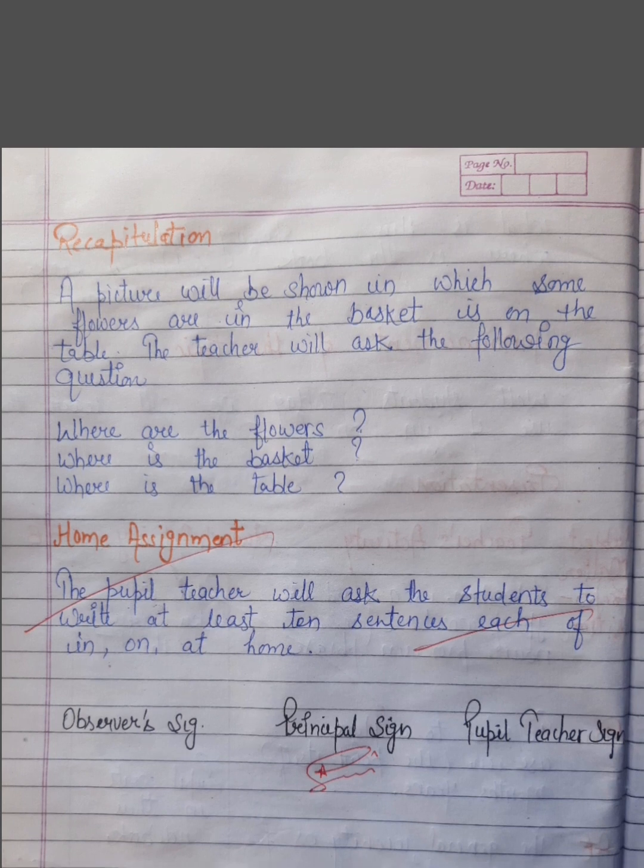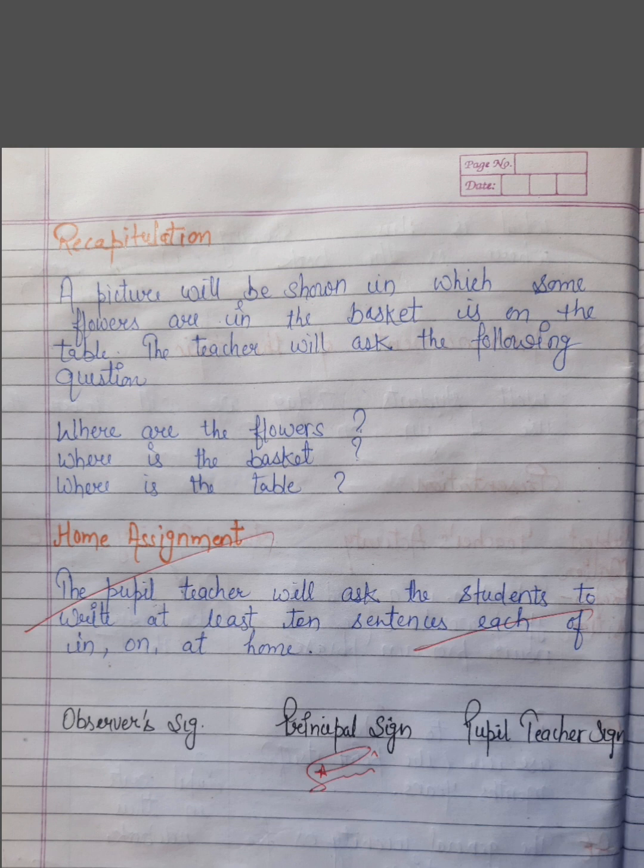And then recapitulation: a picture will be shown in which some flowers are in the basket, and the basket is on the table. The teacher will ask the following questions: where are the flowers? Where is the basket? Where is the table?